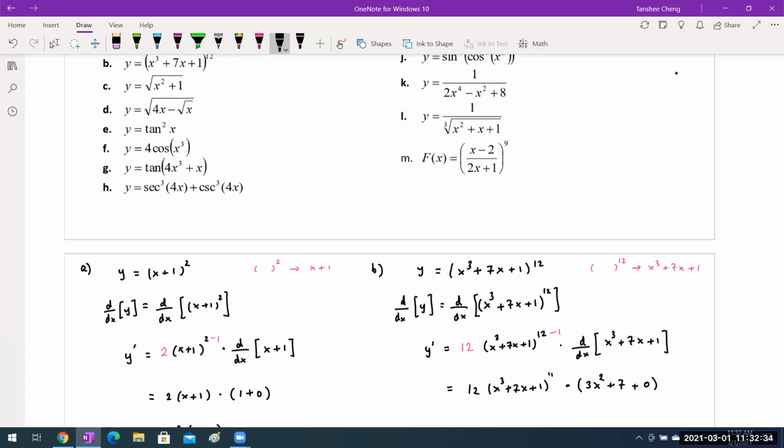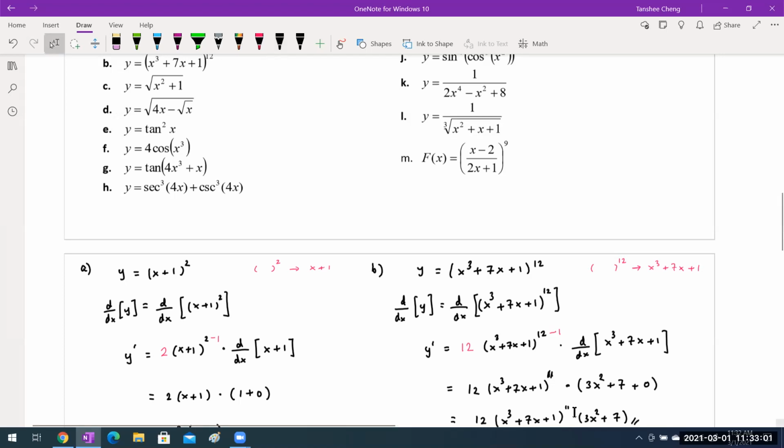Right? So this part I will not write it down because we have practiced it enough already. From the back. So now you can see that you can leave your answer in product format. But simplifying a little bit will be what? 12x to the third plus 7x plus 1 to the 11 power times 3x squared plus 7. And that will be my final answer. I will leave it as it is.